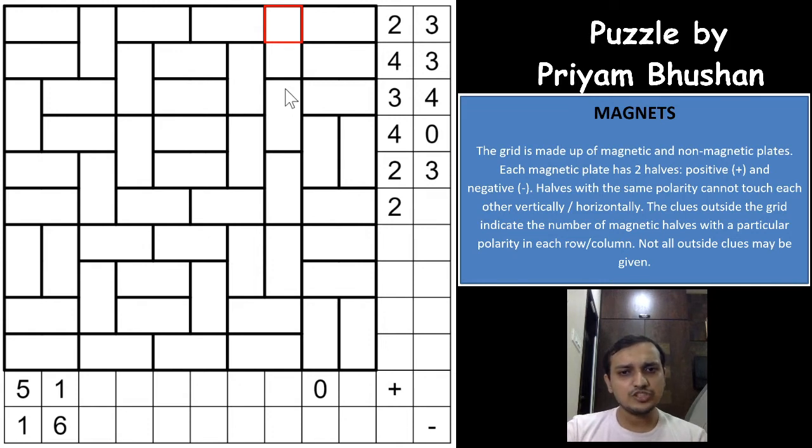The first and most important technique that I would say is looking out for the zero clues. The grid you see here is not an actual magnets puzzle, but I have just made a sample grid in order to show the techniques that I'll be explaining now.